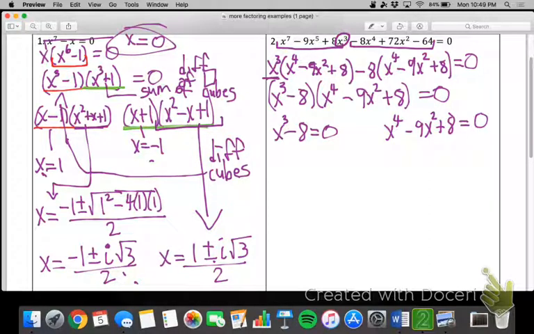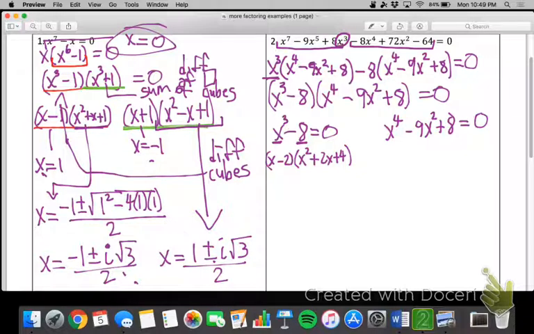This one is a difference of cubes, right? X cubed, and then that's 2 to the 3rd. So this is going to be x minus 2 times x squared plus 2x plus 4.